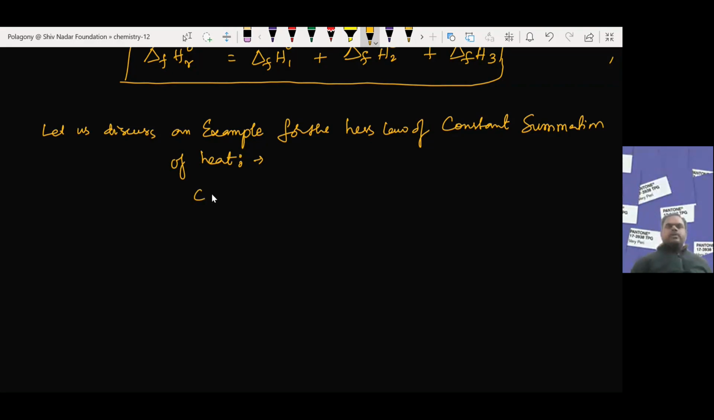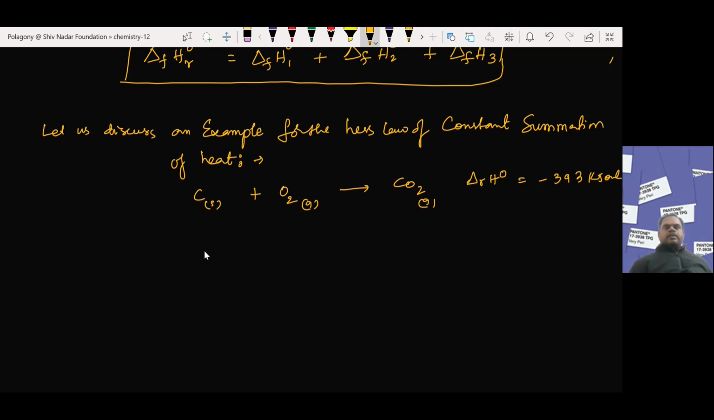Let us talk about graphite, a solid carbon, that combines with oxygen gas. It burns completely and produces carbon dioxide gas. For the formation of the carbon dioxide gas, the standard enthalpy of the reaction will be equal to minus 393 kilojoules.